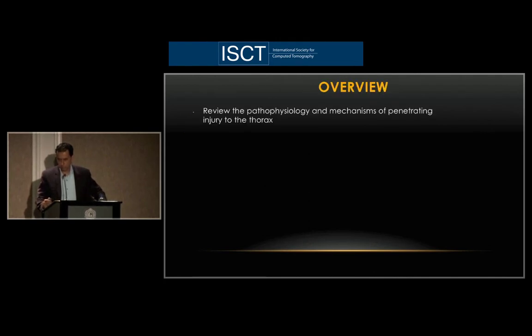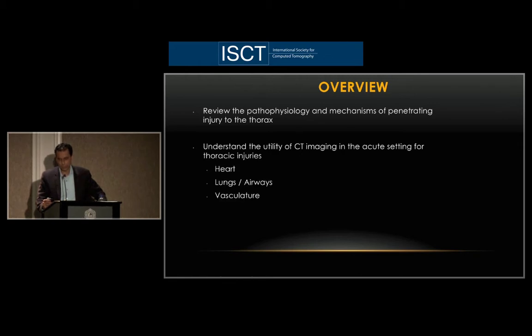So what we're going to be talking about today is we're going to review the pathophysiology and mechanisms of penetrating injuries to the thorax, understand the utility of CT and the growing role of CT in the acute setting for thoracic injuries, particularly in the hemodynamically stable patients. We'll look at injuries to the heart, lungs and airways, the vasculature, and also the esophagus, diaphragm, and trachea as well.